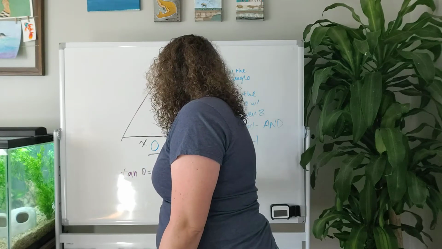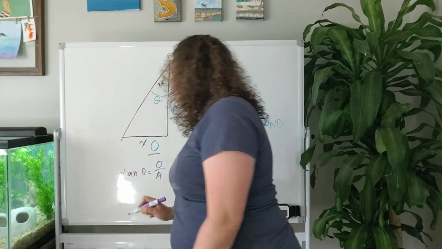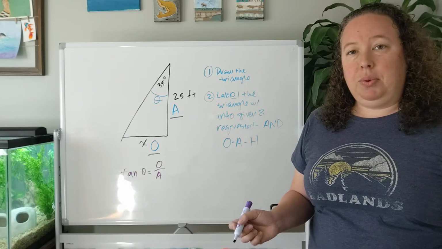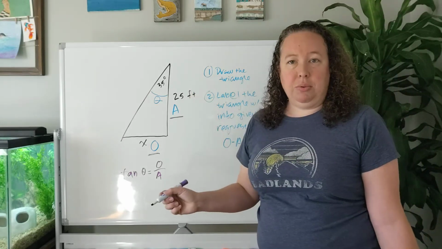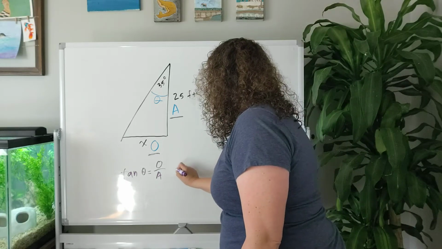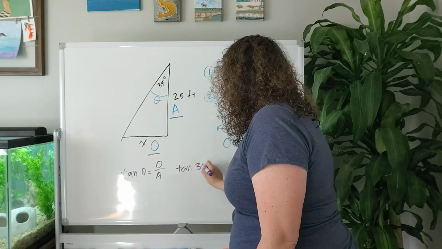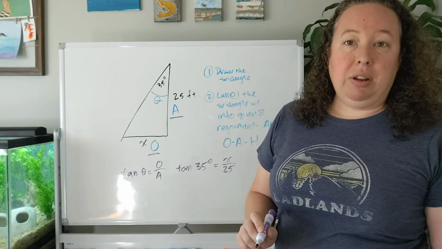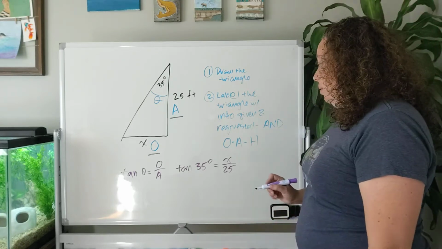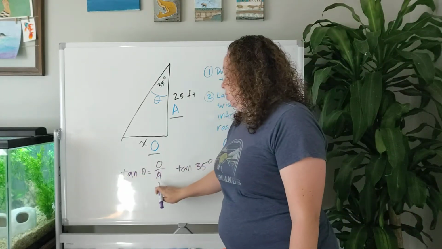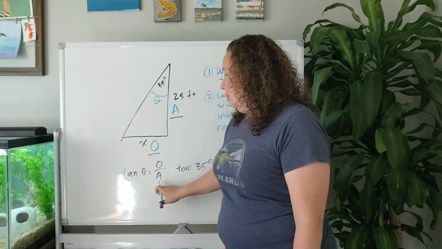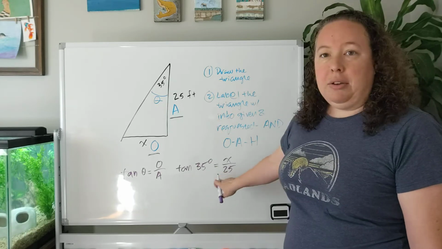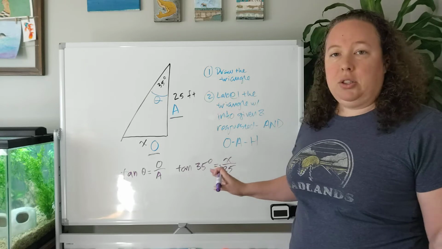And we're gonna remind ourselves the equation. Tangent of theta is opposite over adjacent. But can we rewrite this with the information that we have and the information that we need? Yes, we can. So we can say tangent of 35 degrees equals x over 25. So we've just rewritten the definition that we know, but we've plugged in the information that we have and the information that we need.